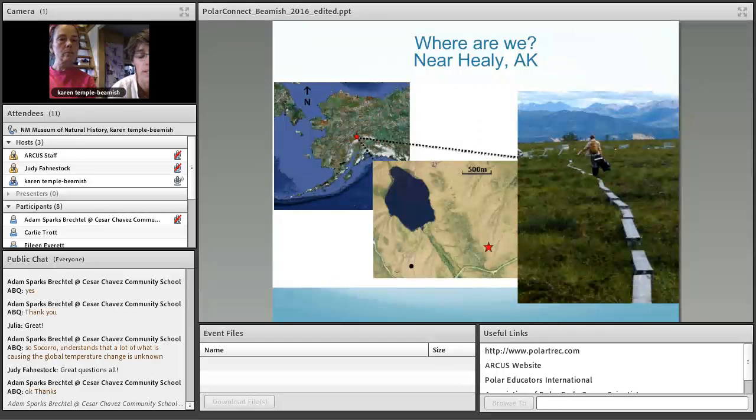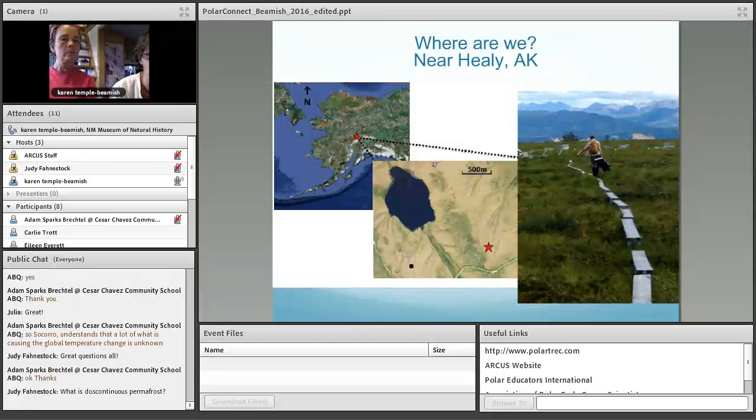One of the reasons we are working near Healy is because we're in the discontinuous permafrost zone, and that's where we expect changes to happen very rapidly. We expect that the changes that we're observing here will act as a forecast for what will happen much further north, where the permafrost is still a lot more stable than it is in these more southern latitudes.